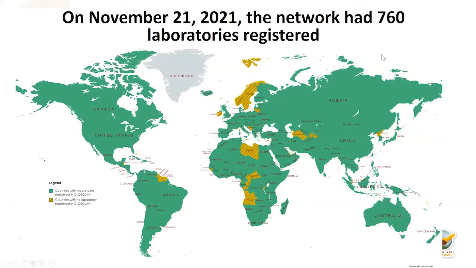The network grew a lot in the last years since its establishment. And as you can see, all the green countries are those registering in the network. So the network really increased a lot. And we have almost 800 soil laboratories registered from 151 countries. So we're really happy about the size of the network, and we hope to increase even more.